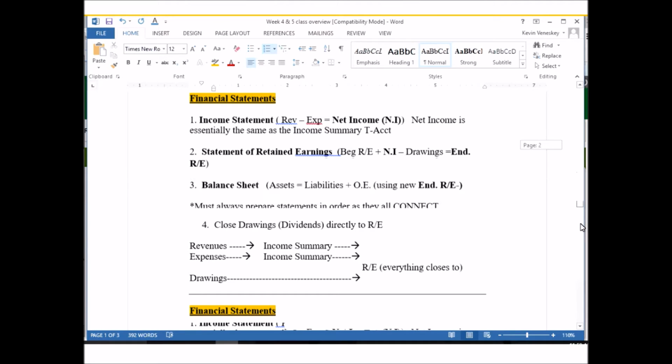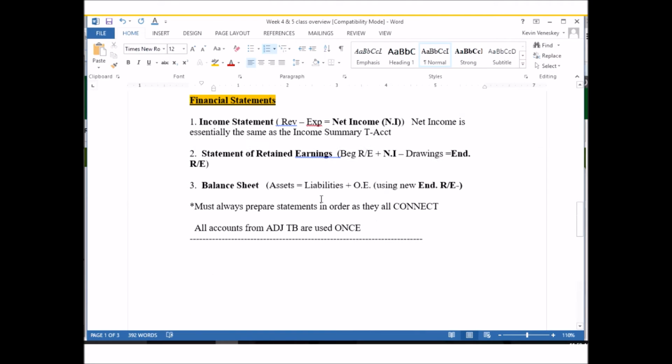So here are 3 of the 4, I should say, financial statements. We'll look at the 4th one at the very end of the semester. It's the statement of cash flows. But the 3 that we're going to look at right now, as you'll see in a second, we have to always do these in the correct order. You can't skip order because a piece of each one of these goes into the next one.